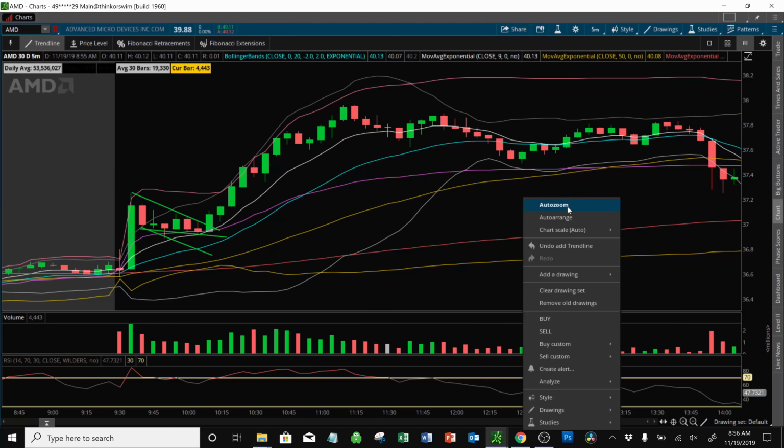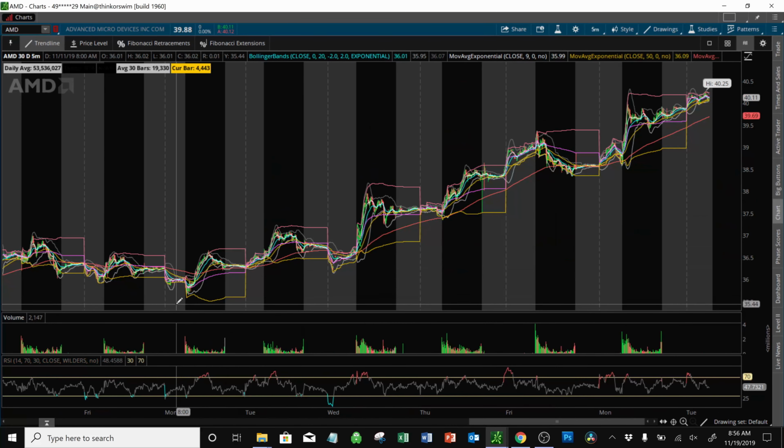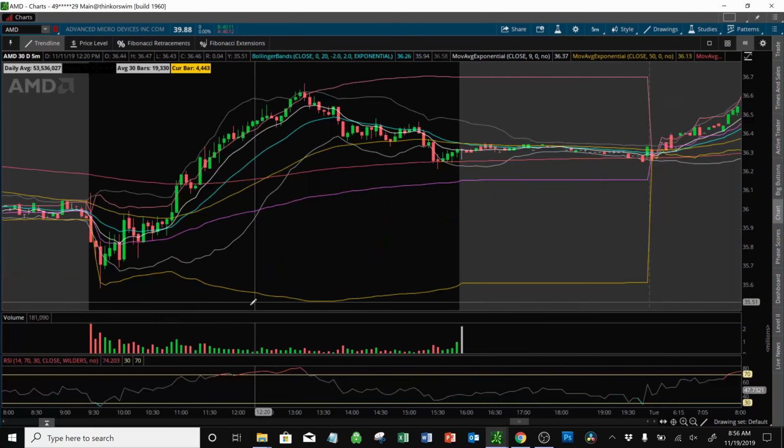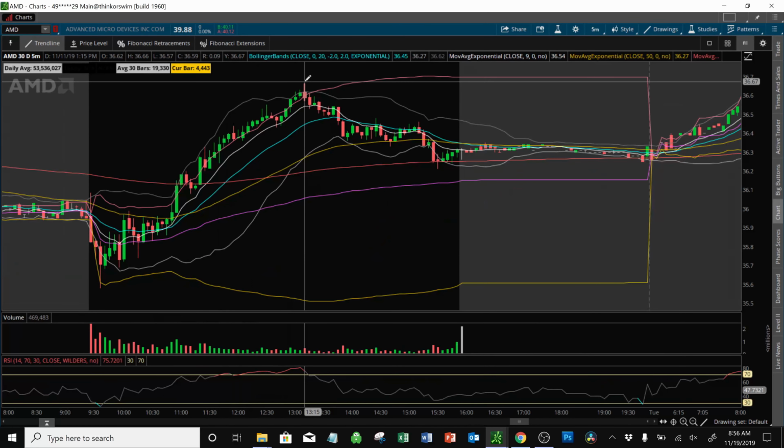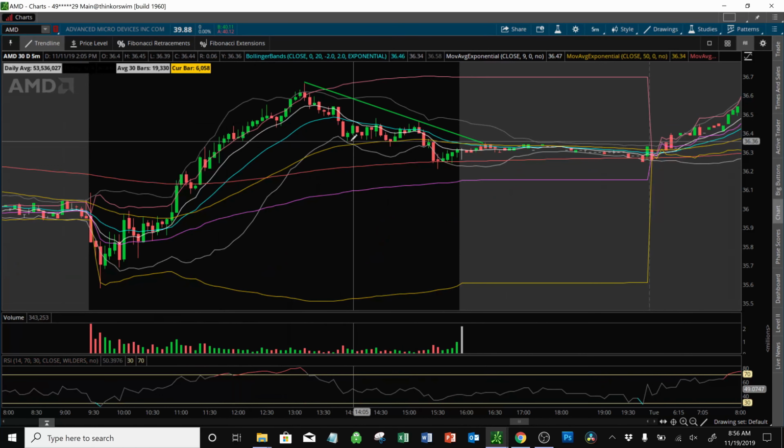Now, let me just look at this chart because I'm pretty sure AMD is going to have plenty of breakouts here. So here you'll have a longer time frame breakout.